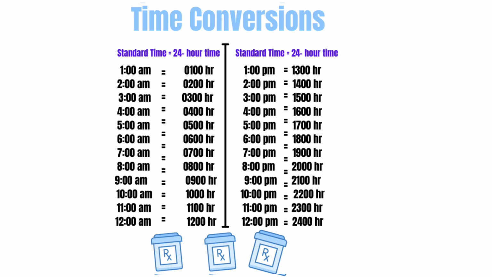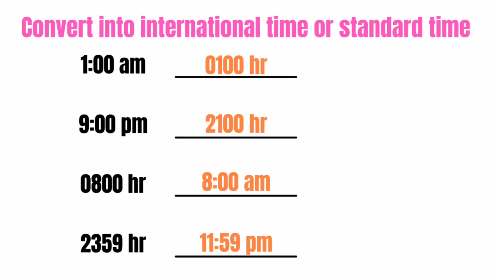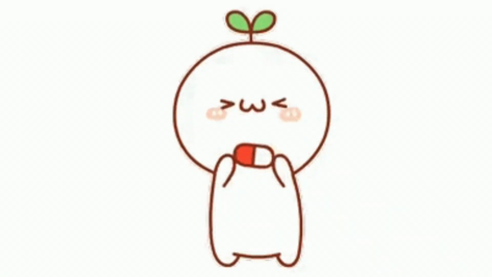So now let's go over a couple examples. So on the exam, you may be asked to convert into international time or standard time. So here are some examples, and here are the answers to these. So either I'm adding or I'm subtracting by 12. So 1 a.m. equals 0100 hours. 9 p.m. equals 2100 hours. So basically to get that, I just added 12 to 9, and that gave me 21.